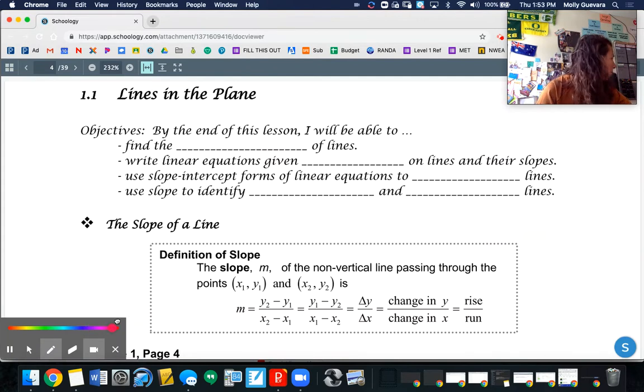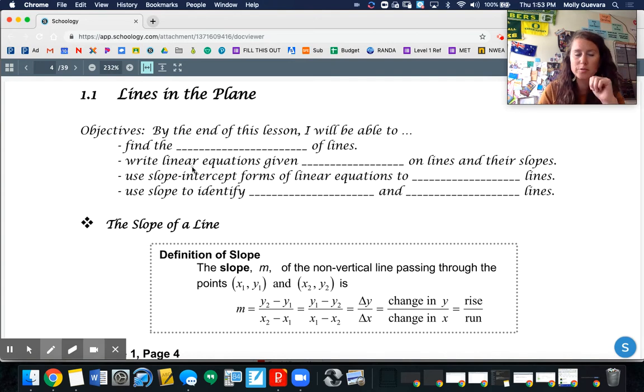For objectives for this lesson today, we're going to look at how you find the slope of lines. We should know how to do that, but if you don't remember, here's your chance to review. Then we're going to review how to write linear equations given points on the line and the slope. If I'm given a point and a slope, how do I write the equation?